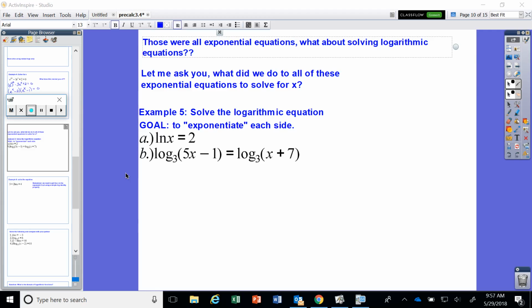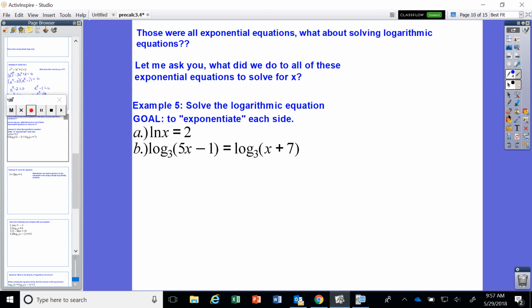We have a logarithmic equation of the natural log of x equals 2. So we want to exponentiate both sides. Well, because we are dealing with the natural log, we are going to exponentiate it using the natural base of e. And so this is when I say we're going to, quote unquote, e both sides of the equation. So for part A, we're going to e both sides of the equation. So I'm going to say e to the natural log of x equals e to the second power.